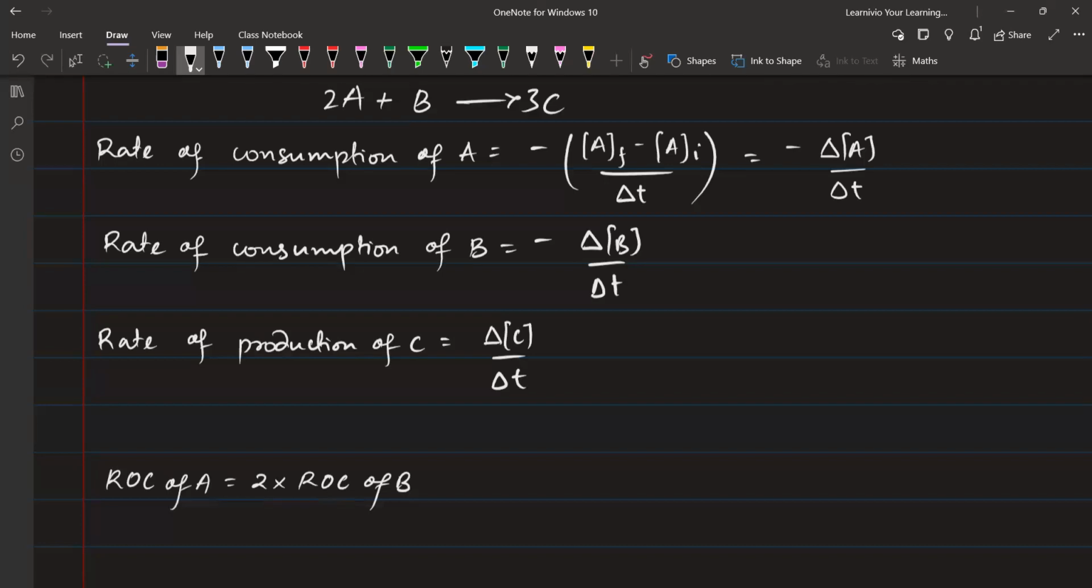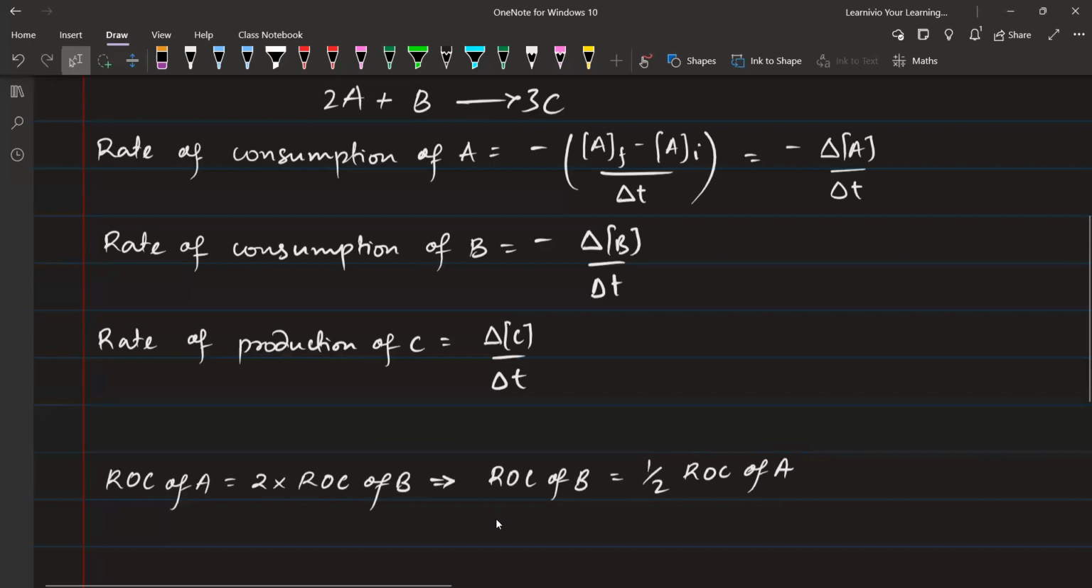According to the equation, right? Yes, this equation is right. Also, the 2 has to do with A, not with B. So it is better to write it like this: the rate of consumption of B is half the rate of consumption of A. This also makes sense, yes or no?